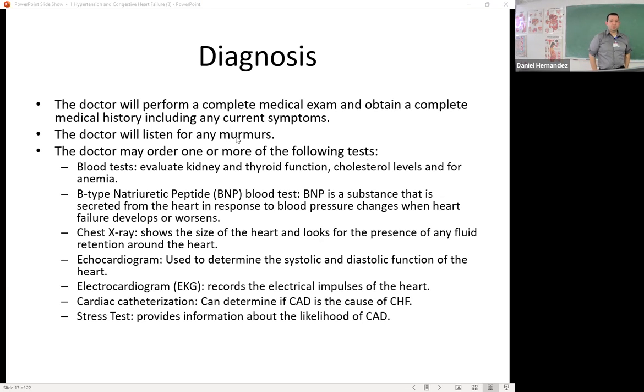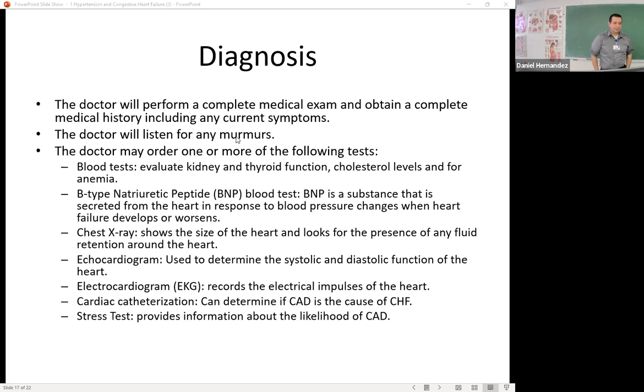They'll typically order a chest x-ray. So they want to look at a couple of different things with their chest x-ray. First and foremost, they'll look at the cardiac silhouette to see if this patient has an enlarged heart. They'll also look for the presence of any fluid around that heart, as well as any fluid in the lungs. They'll order echocardiograms. That's where we come in to determine systolic and diastolic function of the heart.